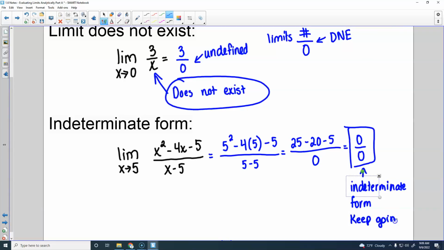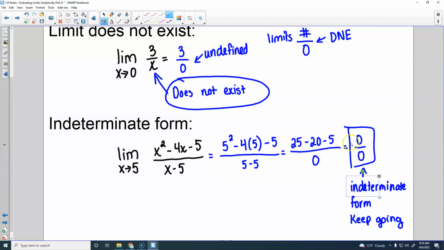So when we get the indeterminate form, we're going to have to keep going. Hopefully there will be something that you can do to your equation that will allow you to see if there is in fact a limit there, or if it actually does not exist, because you can't tell when you get 0 over 0. Now, if you get a number besides 0 over 0, then that automatically does not exist. You don't do anything further.